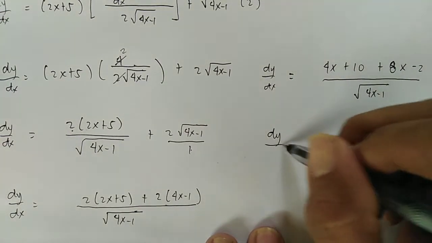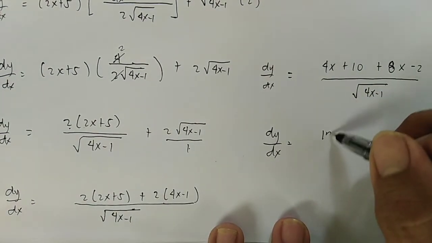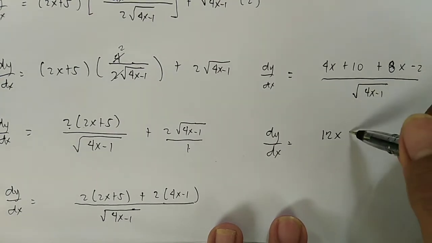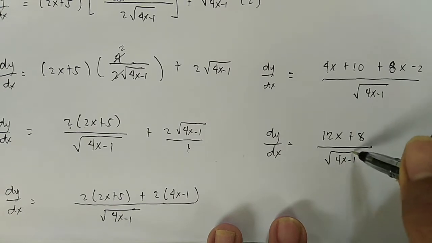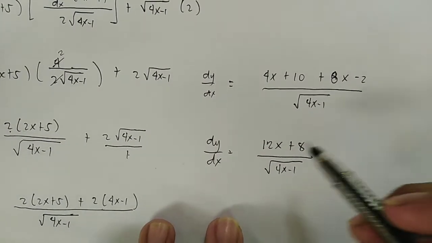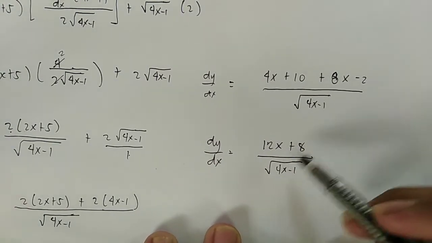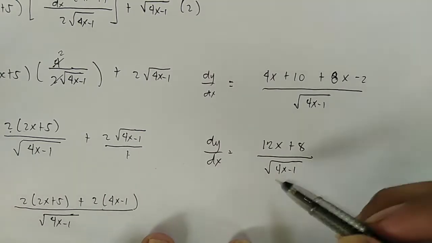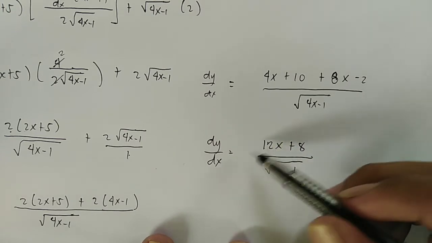Then, dy over dx. So, combine like terms. So, 4x plus 8x, that is 12x. Then, 10 minus 2, that is positive 8. All over the square root of 4x minus 1. So, you can say that this is already in the simplest form of writing the expression, or you can no longer express this one into simplified form. So, sasabihin natin na ito na yung derivative, or pwede rin i-factor mo yung common factor in the numerator.